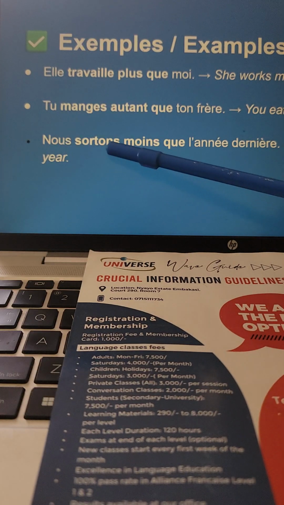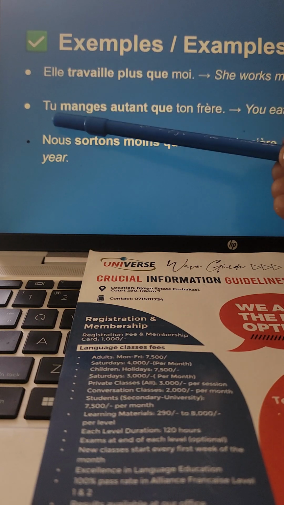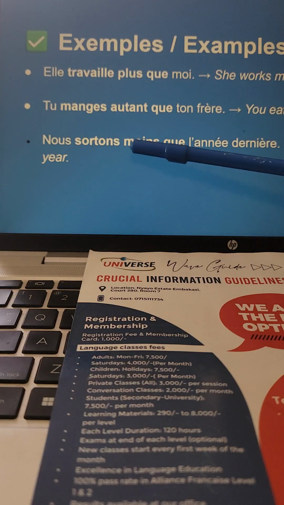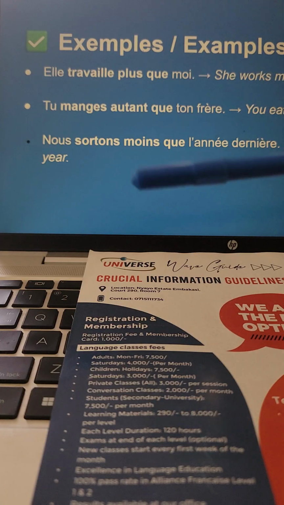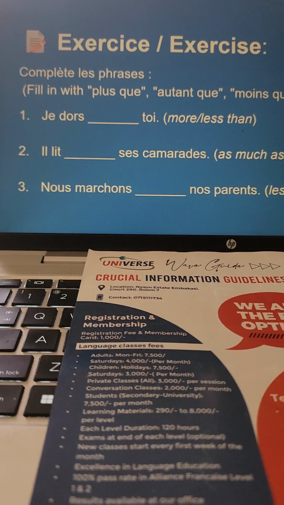Nous sortons, you can see the verbs. You have elle travaille, then you put plus que. Tu manges autant que. Nous sortons moins que. So tu parles plus que. Tu cuisines plus que. Tu danses plus que. You see, we are comparing using a verb. Let's see some exercises there.